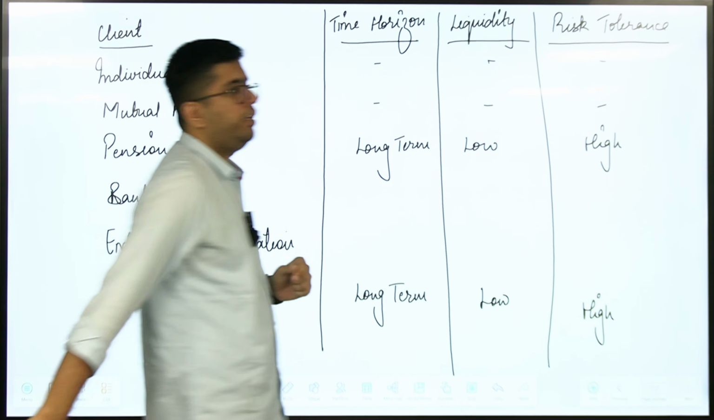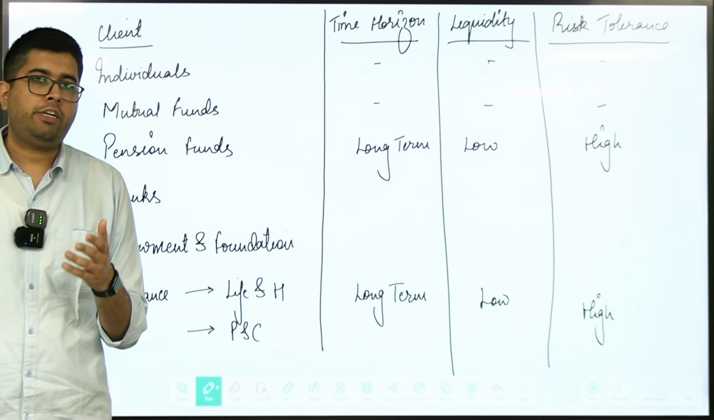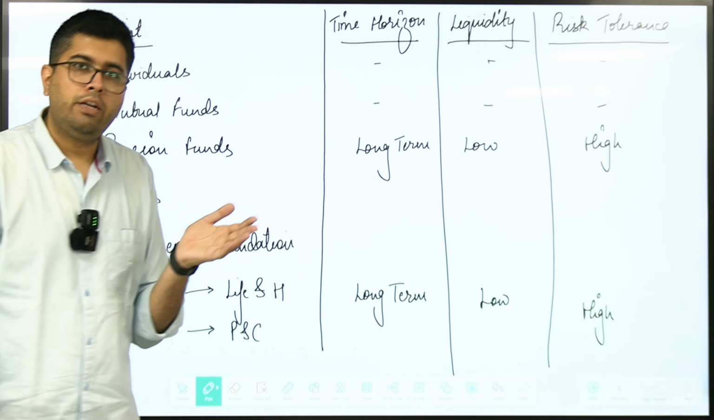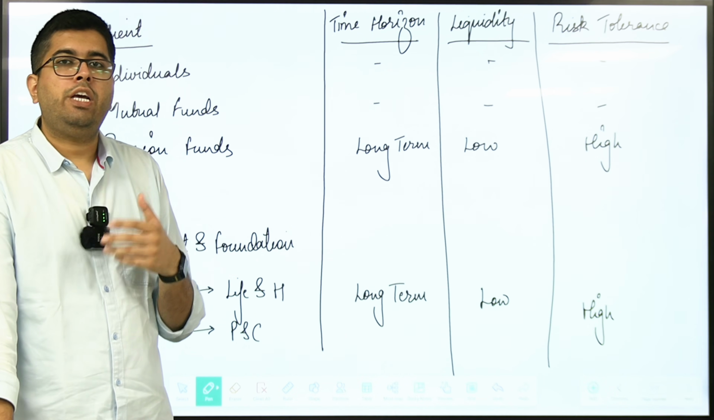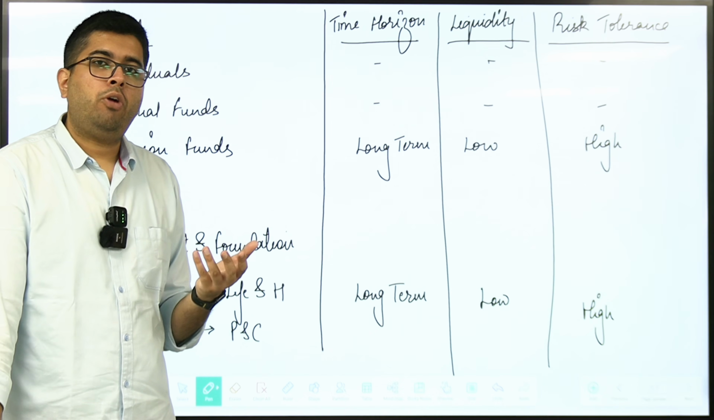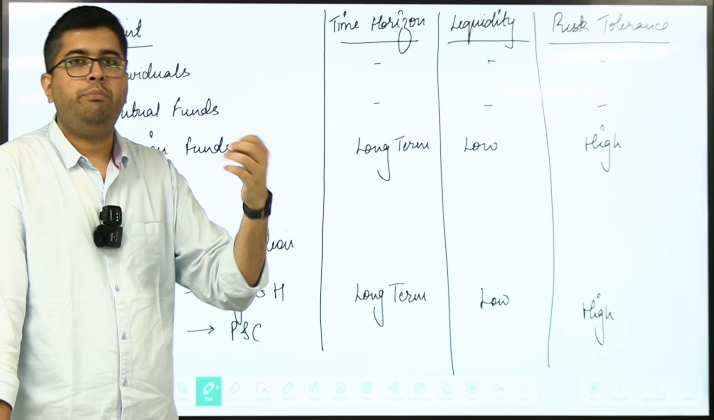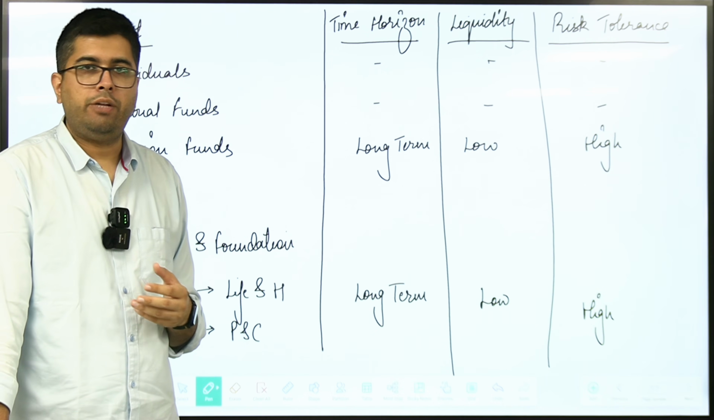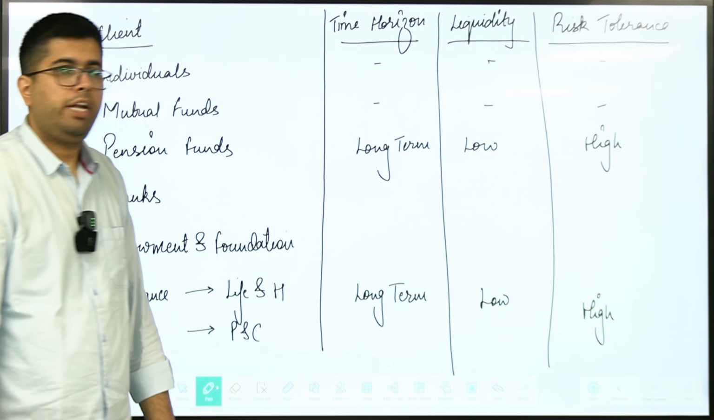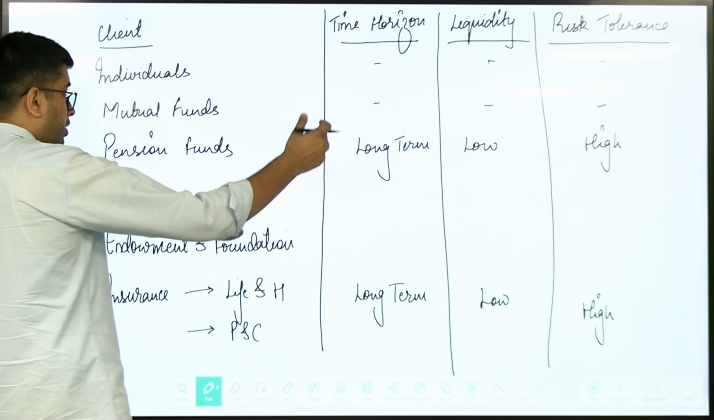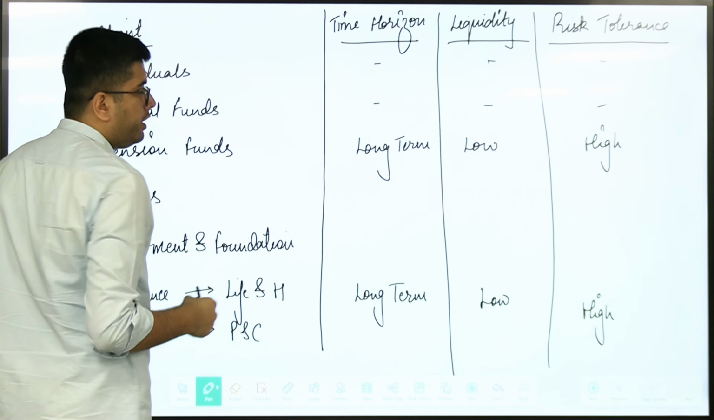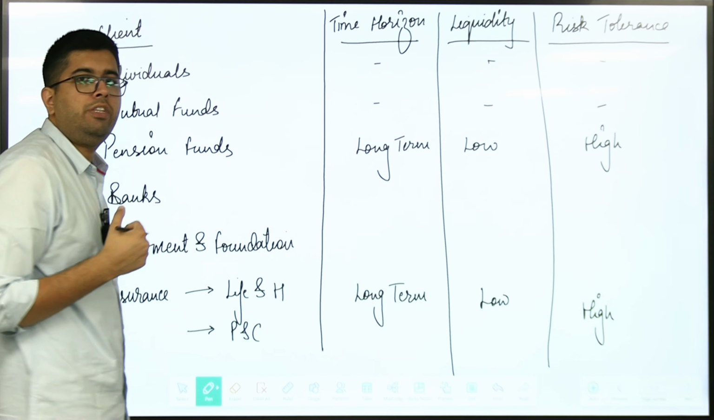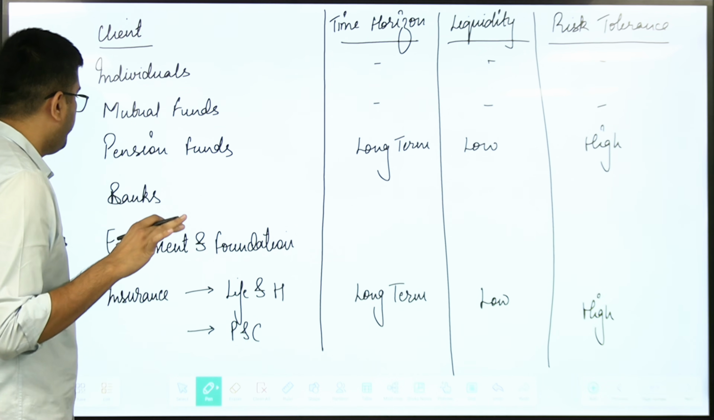Whether this high risk tolerance would actually be exploited by these parties or not, that is completely different matter. Because insurance companies may have the ability to take risks, but the problem is insurance regulators may restrict where they can actually invest their money. Same thing happens with regulators governing pension funds. So we are simply talking about, as an investor, how much risk tolerance they have. Whether they will take that much risk in the market or not, that's a separate matter.